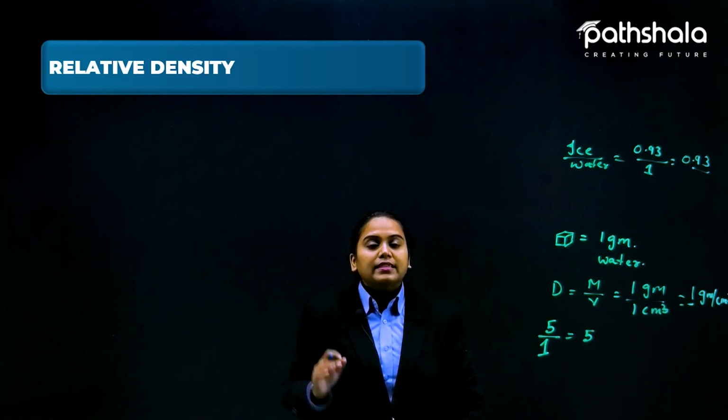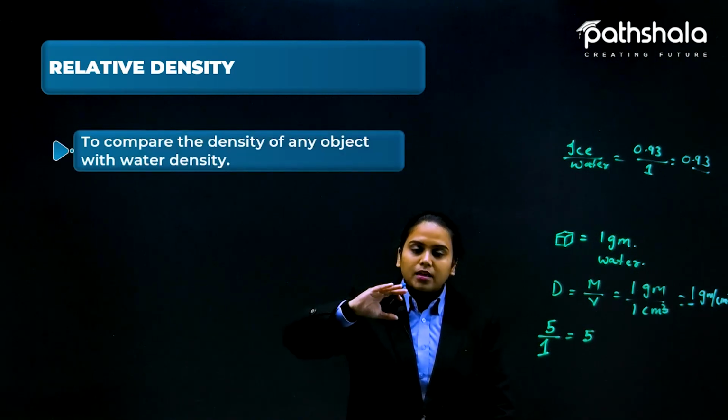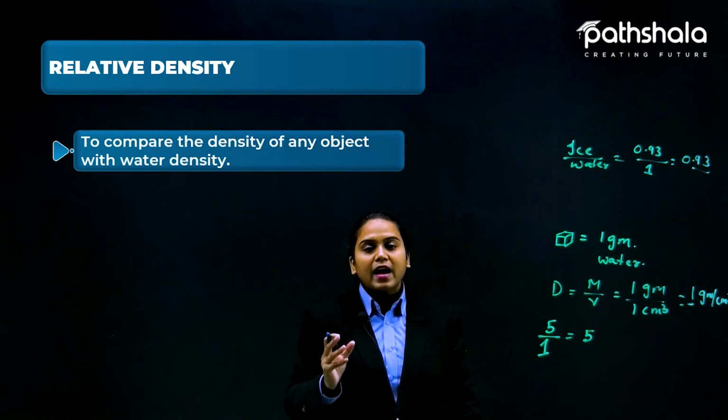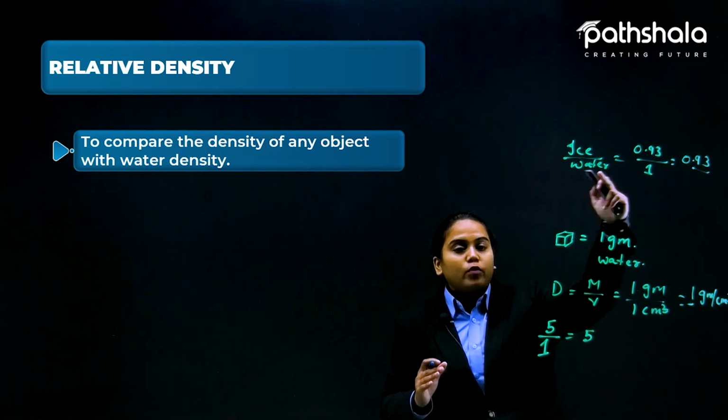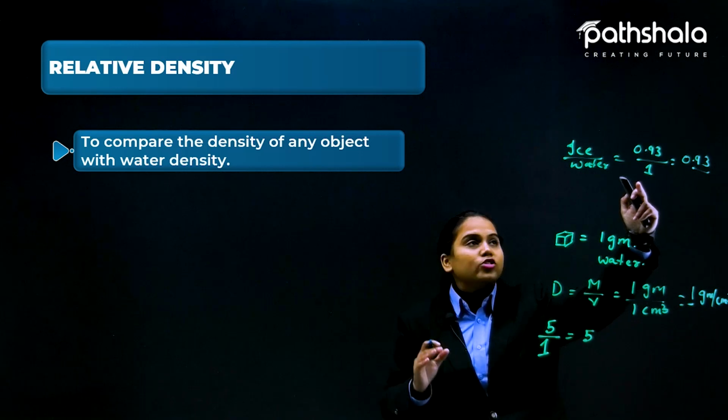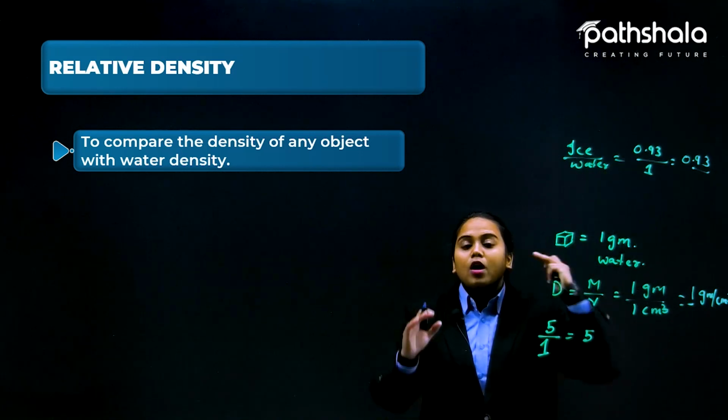But what is relative density? It is just a comparison between the density of any object and the water density. That is why we have compared it with water, because it is not going to change any of the value of the above object.